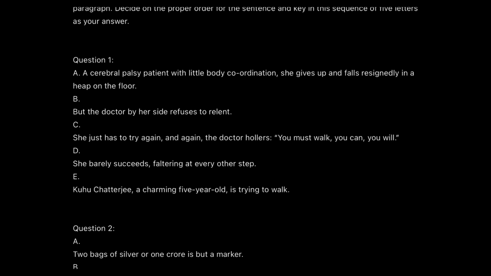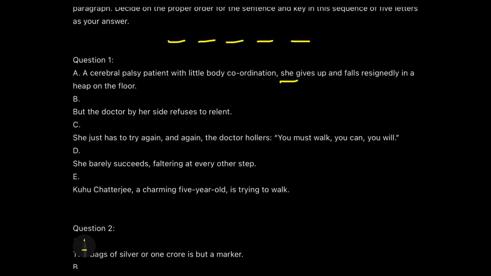In the first question, we see that the first line opens up with a cerebral palsy patient with little body coordination. She gives up and falls resignedly in a heap on the floor. So here we are talking about a she. We don't know who this she is, so possibly A is not going to be my opening sentence. This is a very childish way of doing it, but you can actually arrange 5 dashes and try to figure out which dash will be filled by which sentence, because that will be helping you somewhere or the other to determine the TITA based answers better.